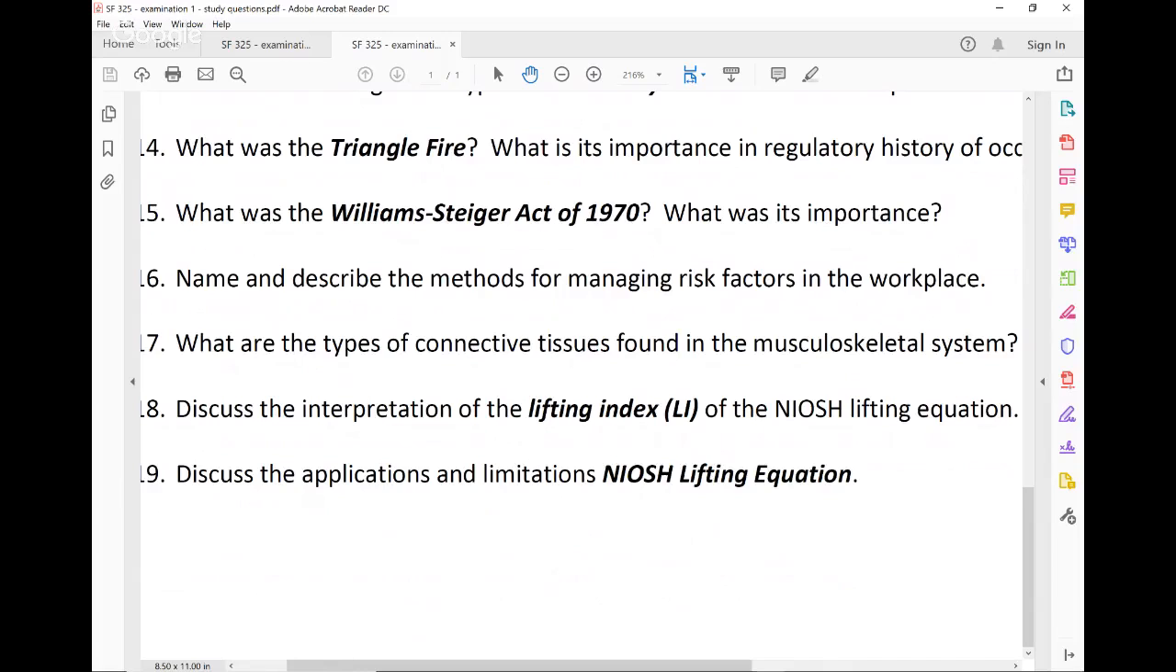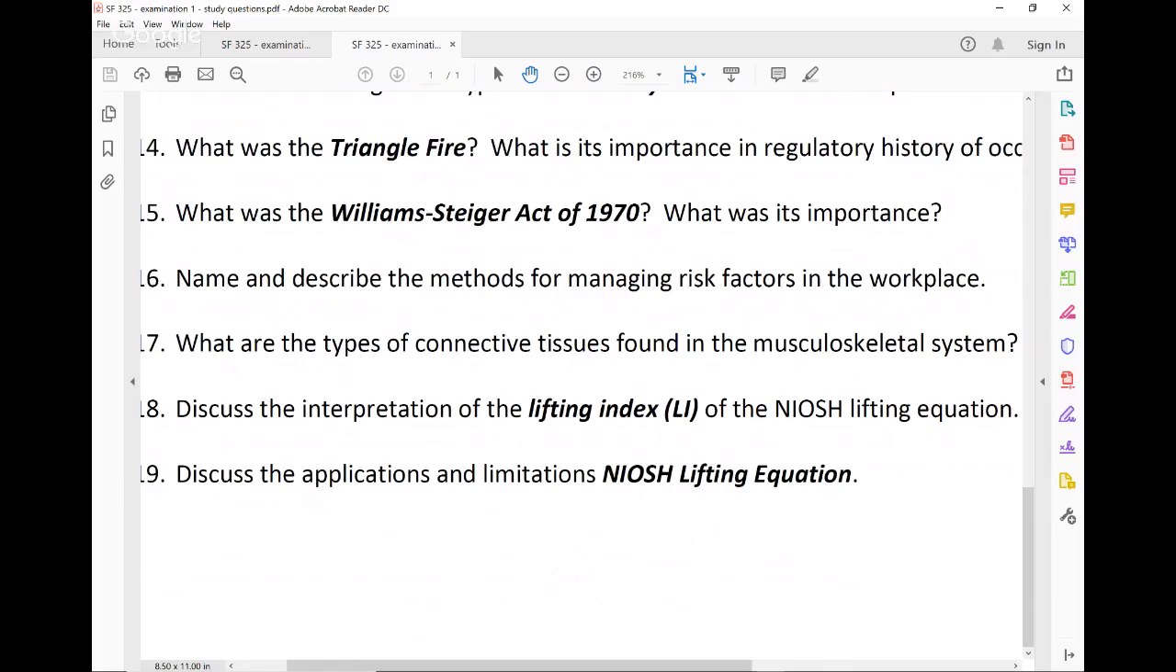If you want, you could also multiply this number by 100, and that would be the percent compared to the recommended weight. So in this case, our load is 75% of the recommended weight limit, meaning we're under it and we're good. If you hit 100% or go over 1, that's when it's not good anymore. So be able to discuss that briefly if I give you a number for the lifting index.